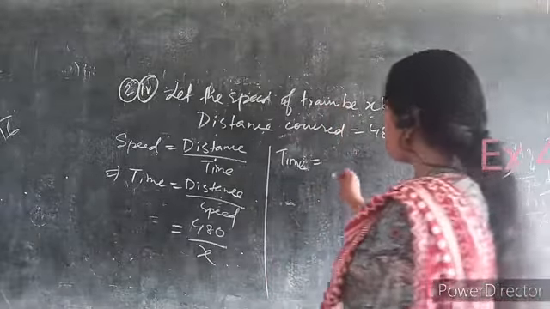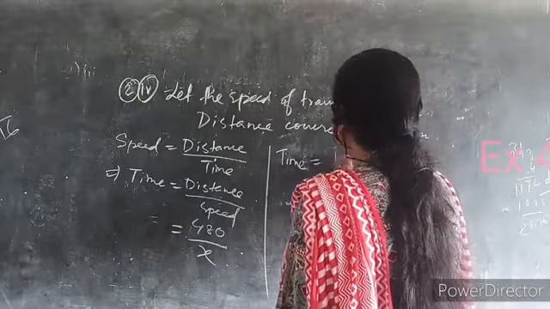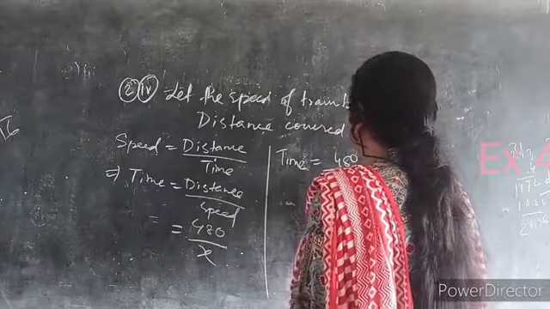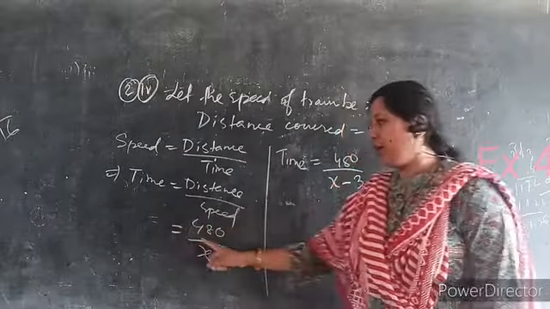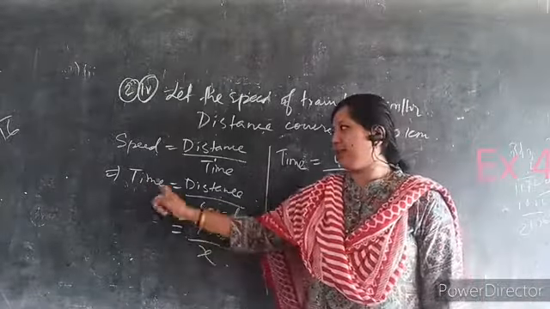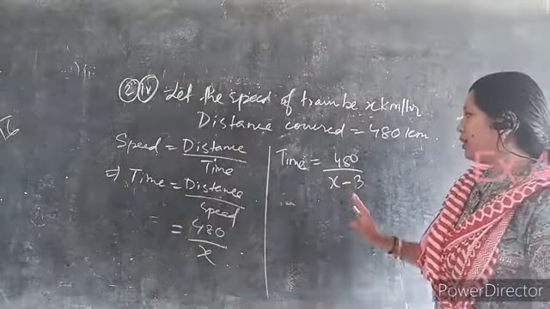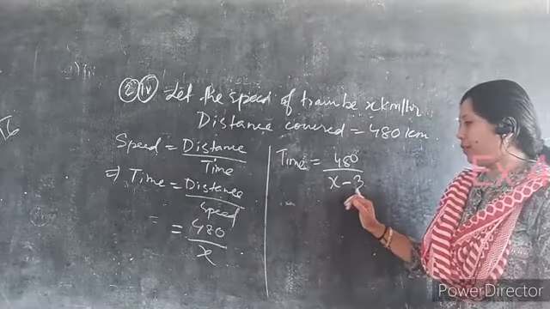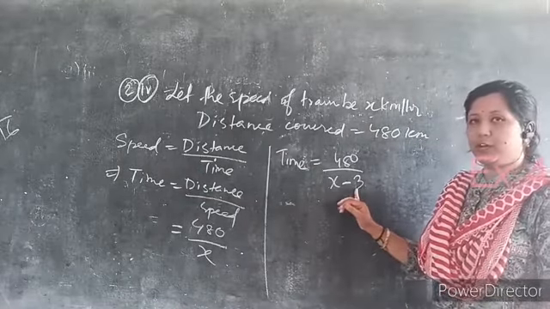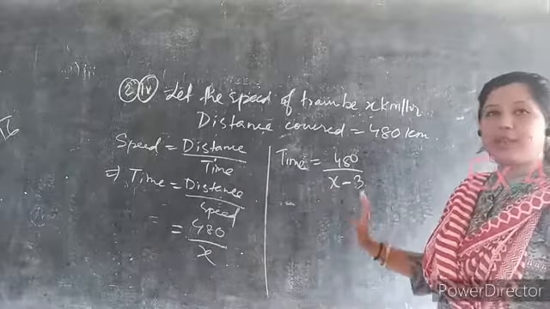So suppose the time will be now how much? 480 divided by x minus 3. Now see, this is a separate time. In case of only speed x, the time is different, and when your speed has been less, that is, we have reduced the speed by 3 km per hour. So this is the new time, isn't it?